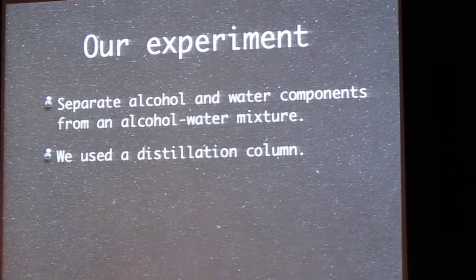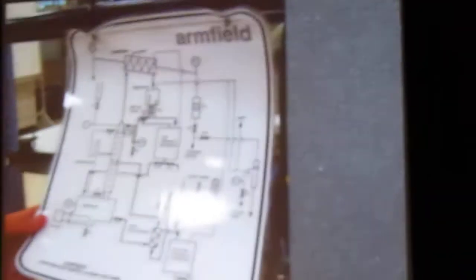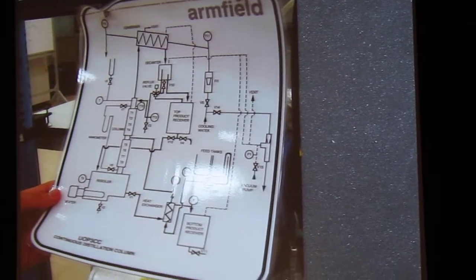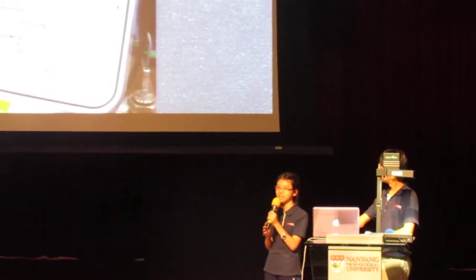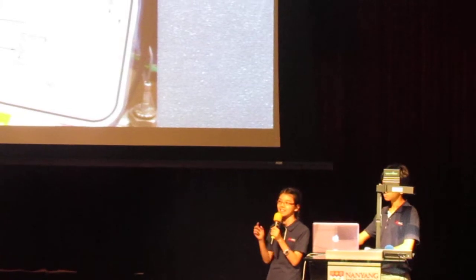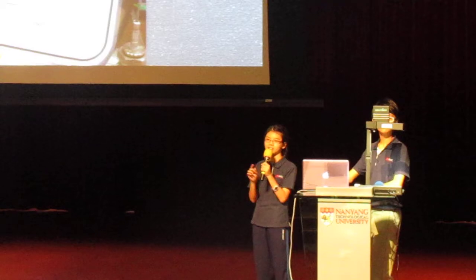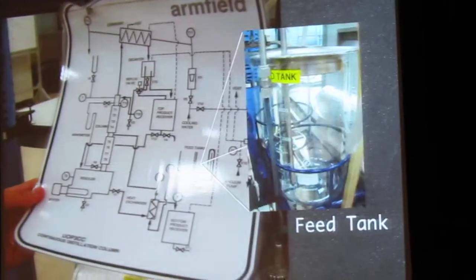We use the distillation column to separate the water and ethanol components from the mixture. This is a diagram representation of the distillation column. The distillation column can actually be as wide as 10 meters in diameter. There's a different range of scale, so this is a smaller size of an industrialized distillation column.